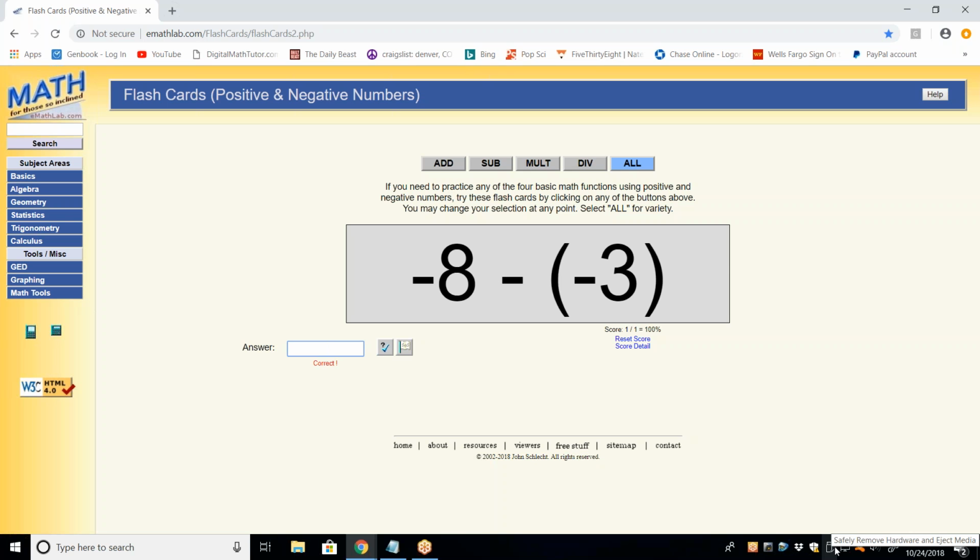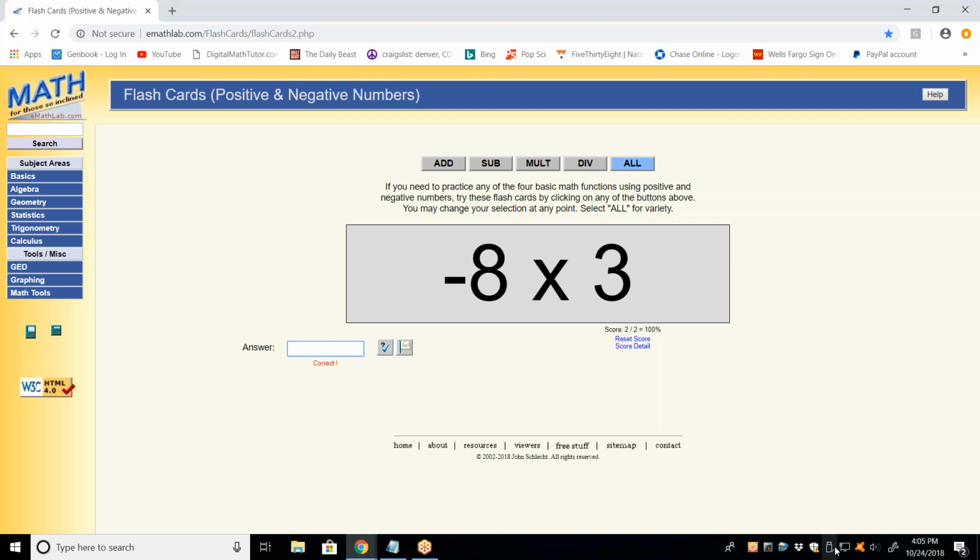So, 4. Show me some improvement. Good. And I'm glad you don't have your calculator anymore. I don't want you using your calculator. -5. Good. -24. Good. 7.